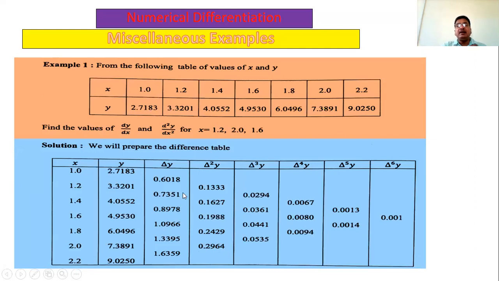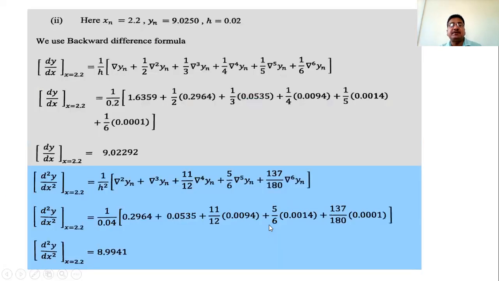So same table. No need to construct the backward difference table if we construct the forward difference table, because what is the difference between backward difference table and forward difference table? Only the difference of these notations. Entries are the same in the forward difference table and backward difference table. So we have the answer 8.9941. This is the second order derivative at x is equal to 2.2.